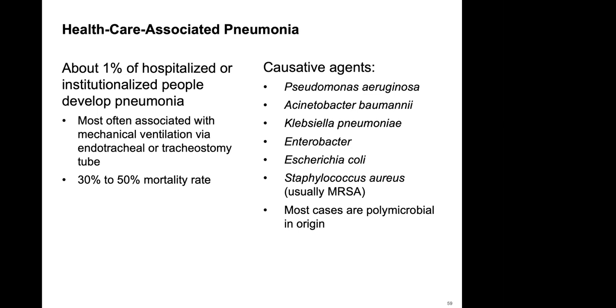Again, Streptococcus pneumoniae is the most common community-acquired cause. You can see some of the organisms here. These are what we call the hospital-acquired versions. A lot of these, like MRSA or E. coli, are very common infections in hospitals.